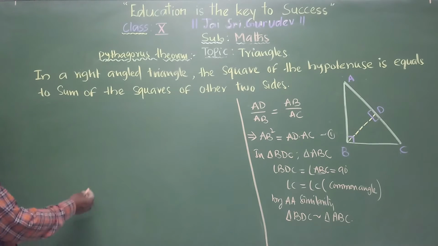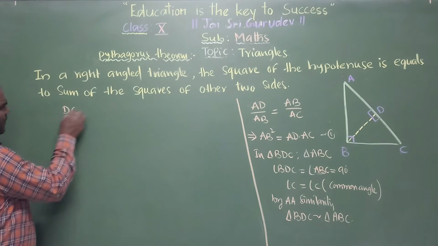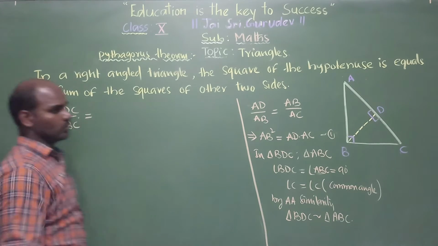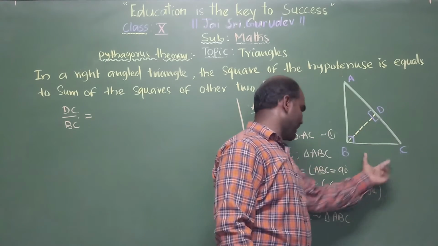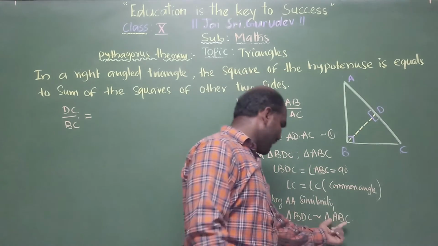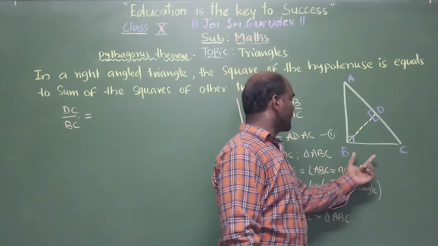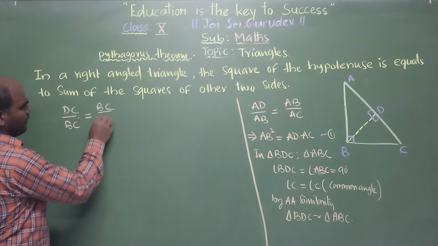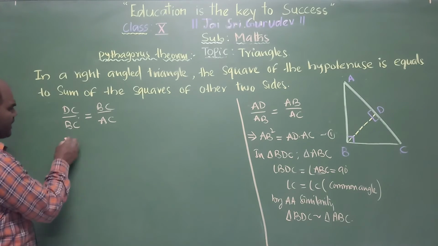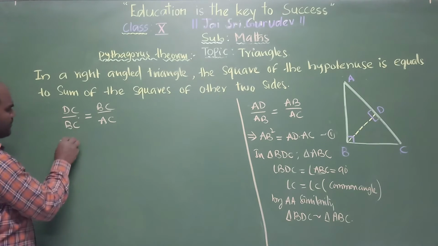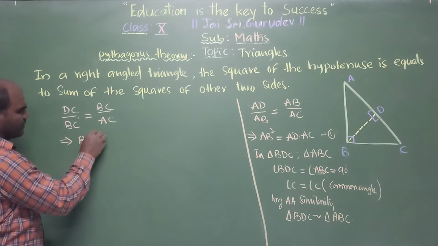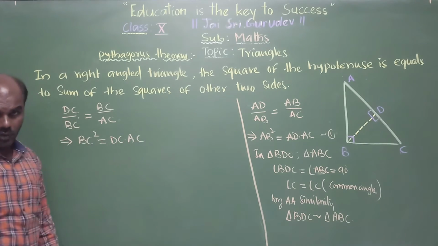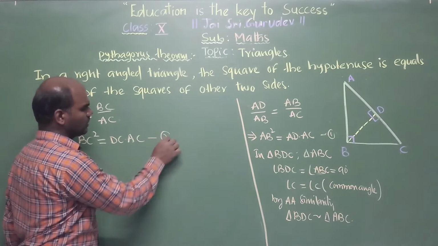As their corresponding sides are proportional, DC by BC in triangle BDC is equal to BC by AC in triangle ABC. By taking the cross multiplication, BC into BC, BC square is equal to DC into AC. Okay, so this is equation 2.